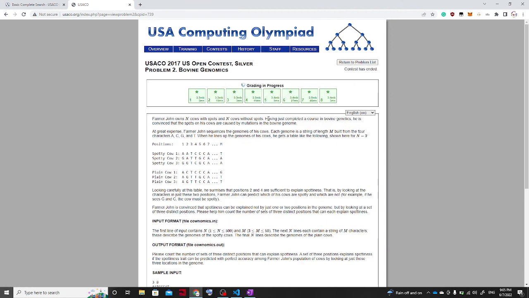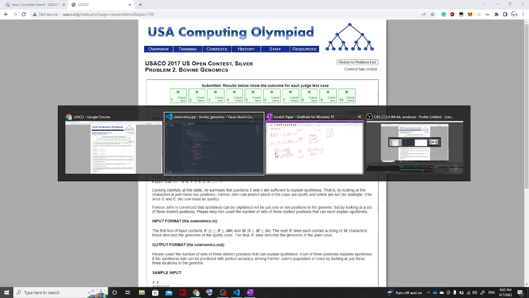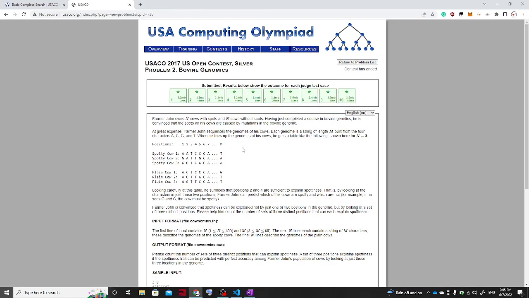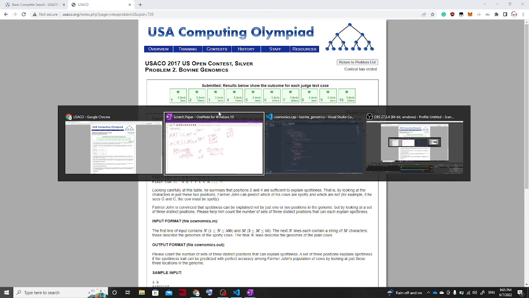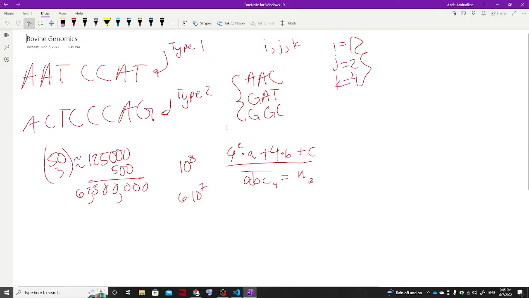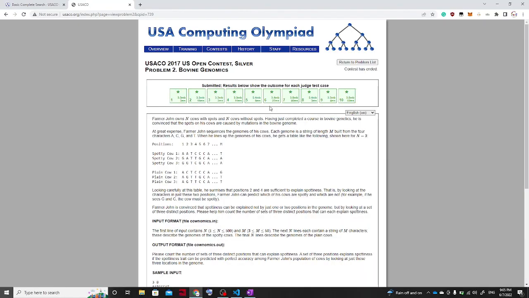Actually, I think the solution earlier that I used to show used strings. And so, the solution I used earlier used strings. Now this solution uses integers, so it's much faster.